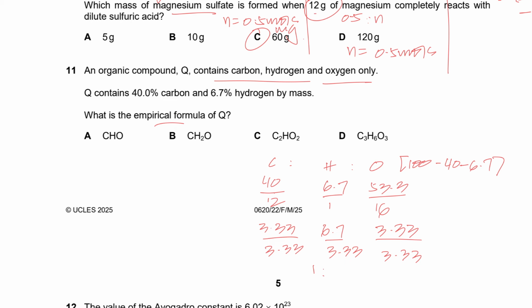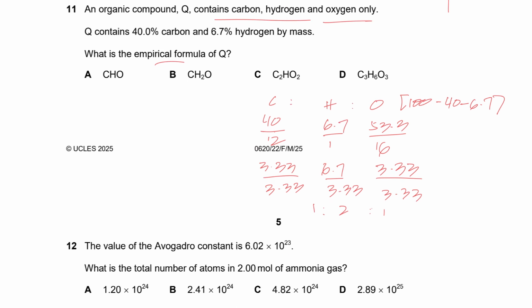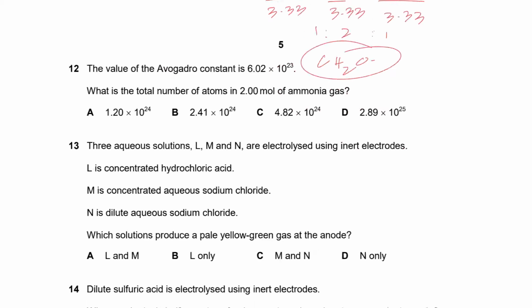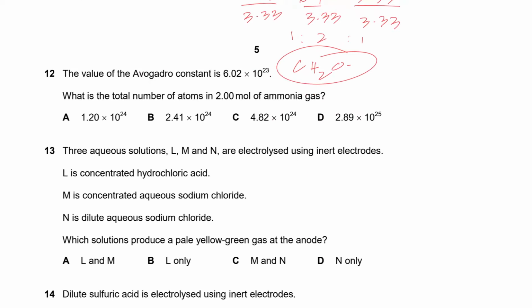You get 1:2:1. So you have 1 carbon, 2 hydrogens, and 1 oxygen. That's the empirical formula, CH2O, and all the others are incorrect. The value of Avogadro's constant is 6.02.